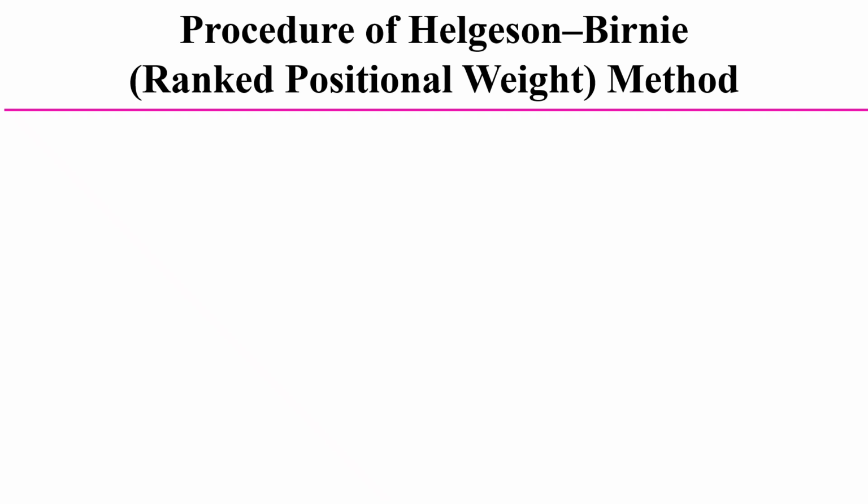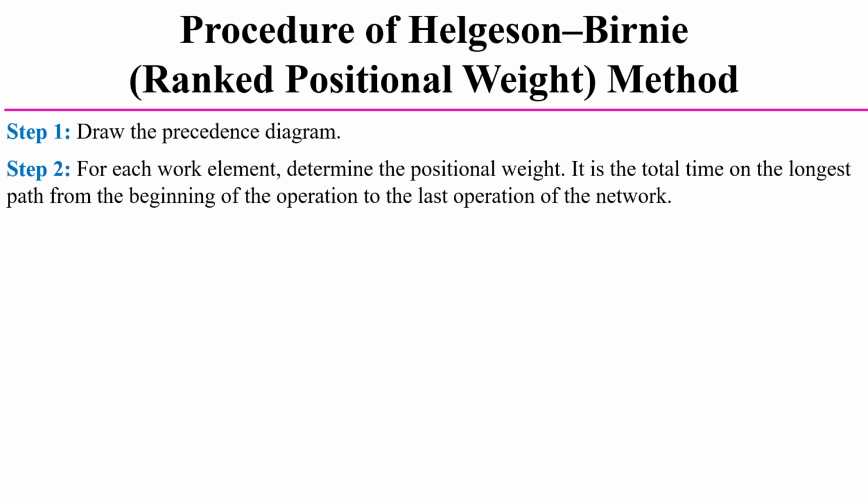In the present video, we will solve the line balancing problem by the ranked positional weight method. Before that, we will discuss the procedure of this method. In this method, step 1 is to draw the precedence diagram. Step 2 is, for each work element, determine the positional weight, which is the total time on the longest path from the beginning of the operation to the last operation of the network.